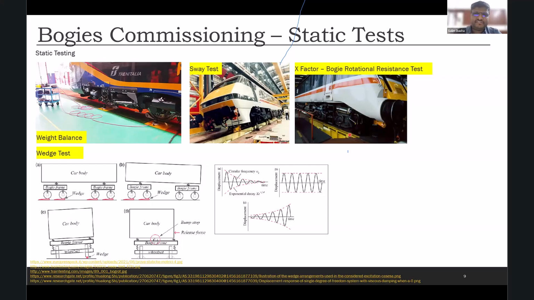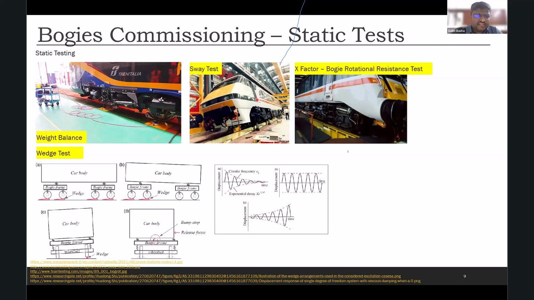So this is one test which is called the X factor test or bogie rotational test, wherein we keep the locomotive, rotate the bogie and see whether it is compliant enough or soft enough to take the curvature. There are some limits. It should not be too soft. If it is too soft, then it is going to hunt when it's going on a straight track at a very high speed. So this is one test that we do.